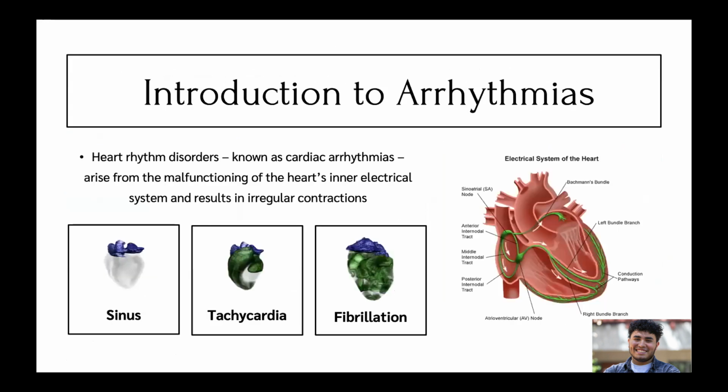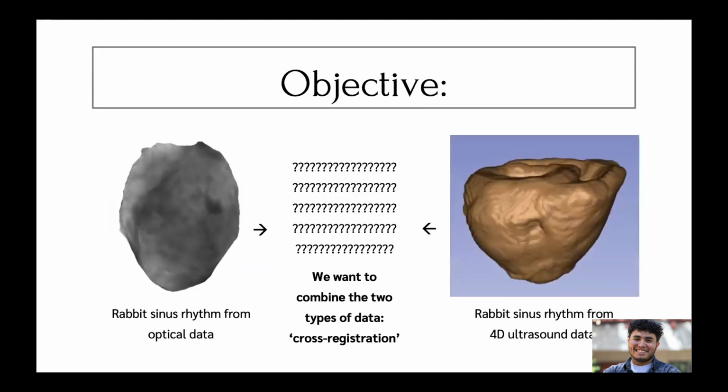A specific type of cardiovascular disease is called a cardiac arrhythmia, also known as a heart rhythm disorder, and they arise from the malfunctioning of the heart's inner electrical system. What you get in the end is an irregular contraction. There's a mild form of irregular contraction known as tachycardia, but there's a more severe state called fibrillation that has more severe consequences if left untreated.